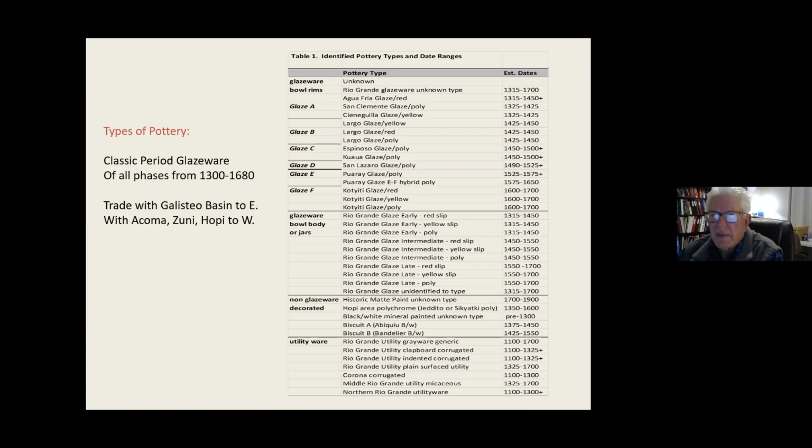Okay, I don't know if you can see this chart, but this shows the types of pottery and the dates that have been assigned to them more or less accurately in the general Rio Grande area. Glaze A, and these are the actual types of glaze A: Agua Fria, San Clemente, Cienaguilla. Glaze B, more types: glaze C, D, E, and F. These are the latest ones, going clear up to essentially the Pueblo Revolt. We think that Kuaua was abandoned during the Pueblo Revolt and was not occupied by Pueblo people after that.